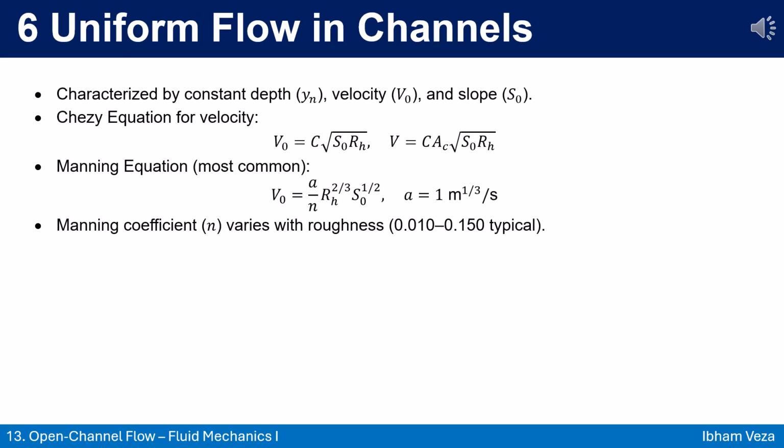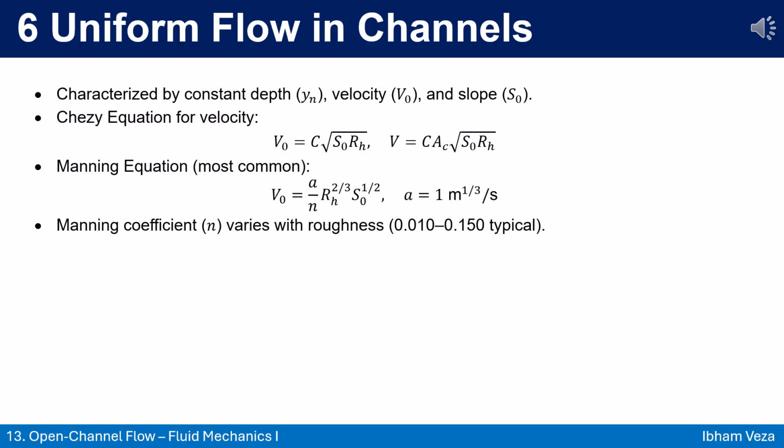6. Uniform flow, when everything stays the same. Uniform flow is the ideal case in open channel hydraulics. It's when the flow depth, velocity, and channel slope remain constant along the length of the channel. This means the gravitational driving force is perfectly balanced by the frictional resistance. No acceleration, no deceleration, just a steady glide forward.